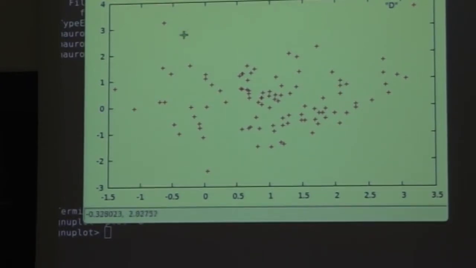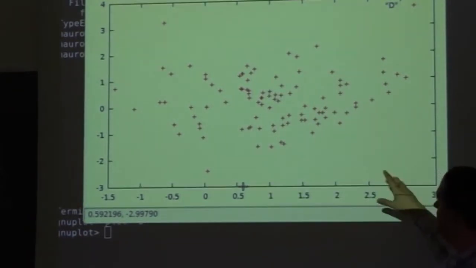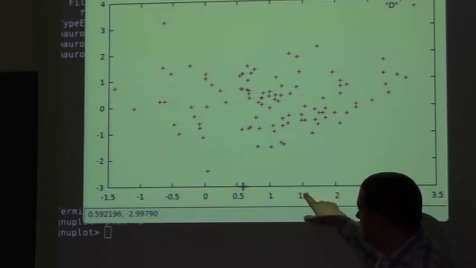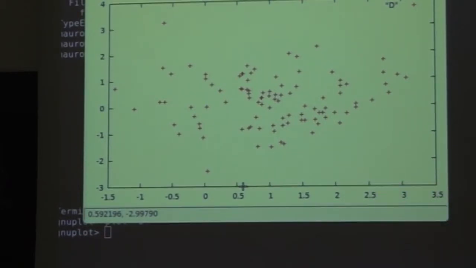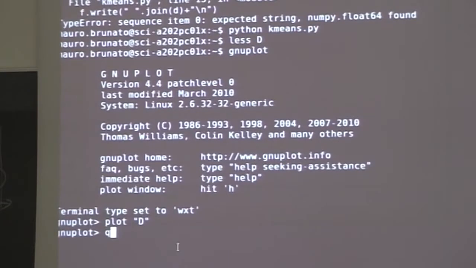Of course, the distribution doesn't look perfectly isotropic just because the window is rectangular and the distribution of points is not perfectly even. But that's not a problem. I just wanted to see the points. Now, in order to exit from gnuplot, either Q or Control D.